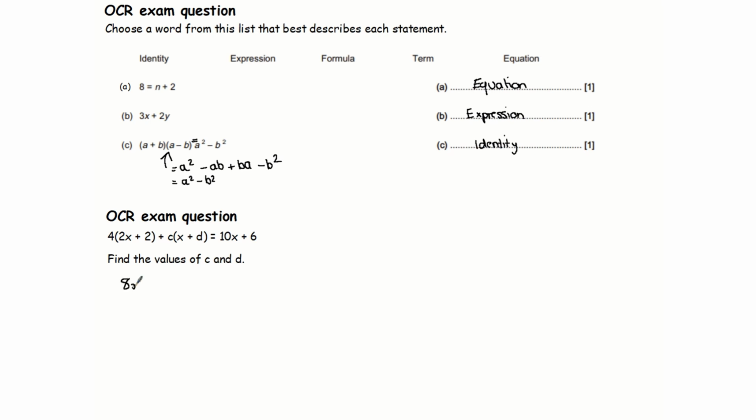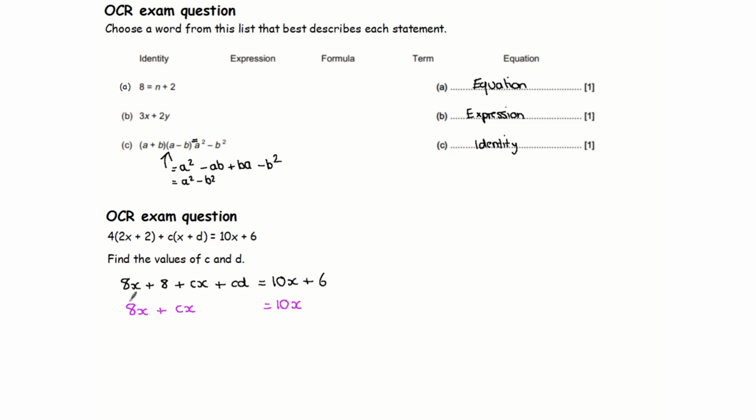That gives me 8x, add 8 from this part here, plus, now it sounds a bit strange, but it's fine to have it in terms of algebra, cx plus cd is equal to 10x add 6. I want to work out the value of c and the value of d. So I'm just going to collect my terms together. I'm just going to do it in a slightly different colour. So I'm going to say that 8x add cx is equal to 10x. Now the reason I've done that is because each of these terms contains an x.